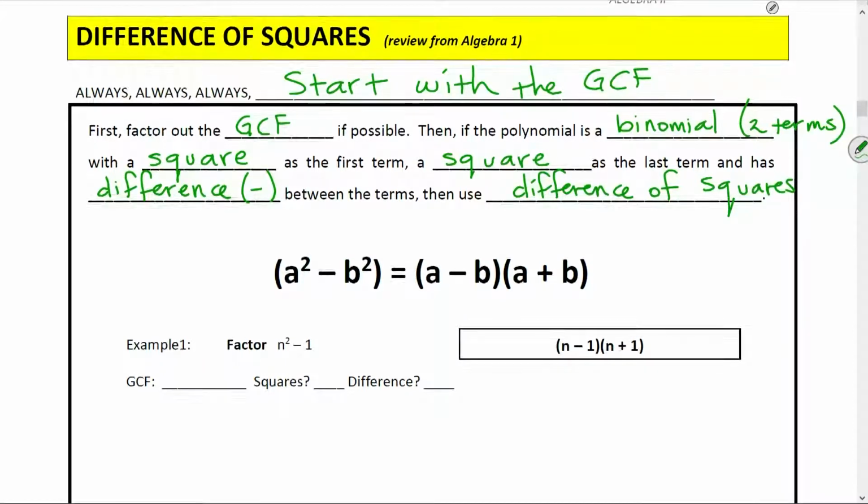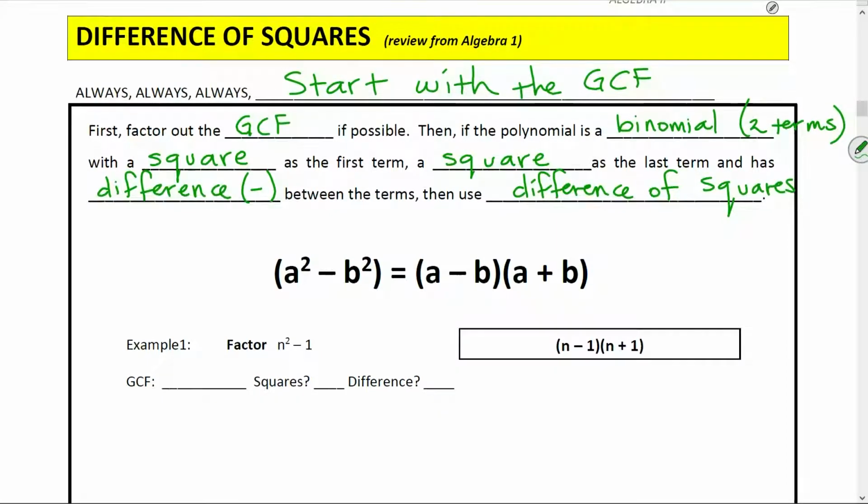Now, one thing to point out, that may not seem like a big deal right now, but keep in the back of your mind, there is no sum of squares. X squared plus b squared does not factor in the real numbers. That's important because later on, there is a sum and difference of cubes that we'll talk about in future lessons with future tools. But for binomials, with difference of squares, there's only a difference and not a sum of squares.